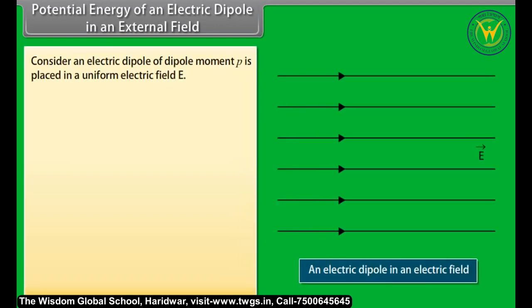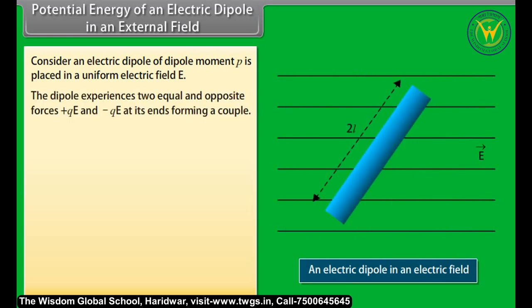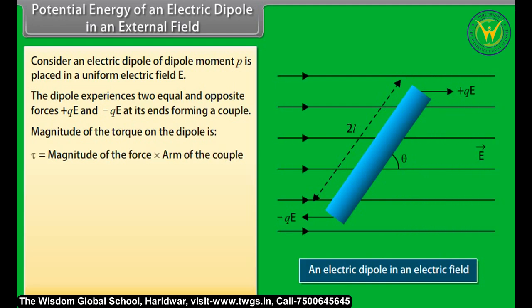Consider an electric dipole of dipole moment p placed in a uniform electric field E. The dipole experiences 2 equal and opposite forces, +qE and −qE, at its ends, forming a couple. Magnitude of the torque on the dipole is equal to the magnitude of the force times the arm of the couple. Tau = qE × 2l sin θ, which is equal to pE sin θ.